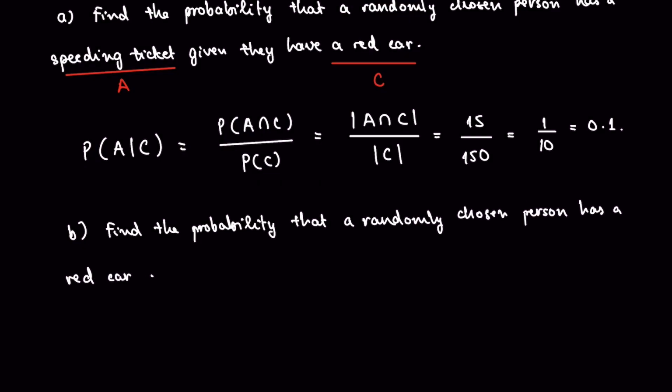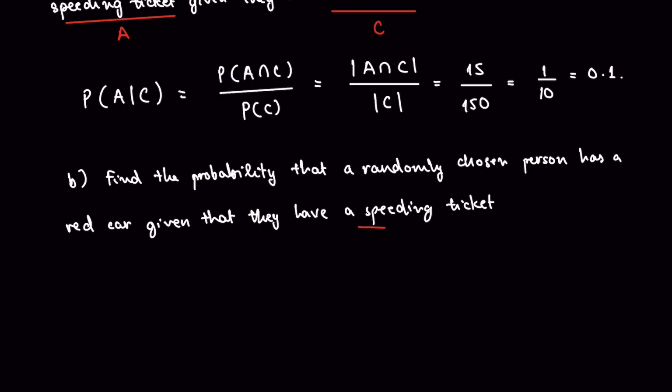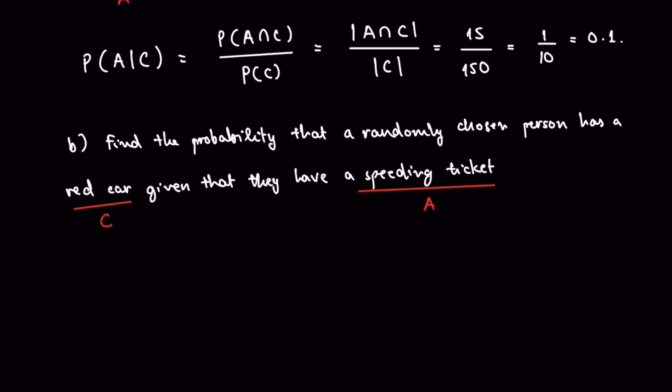So this is kind of the reverse information that we want to know. The event of having a speeding ticket again is A, and the event of having a red car is going to be C. Therefore, the probability of C given A is equal to the probability of C and A divided by the probability of A. The probability of C and A is the same as the probability of A and C, and therefore you can just switch them around.